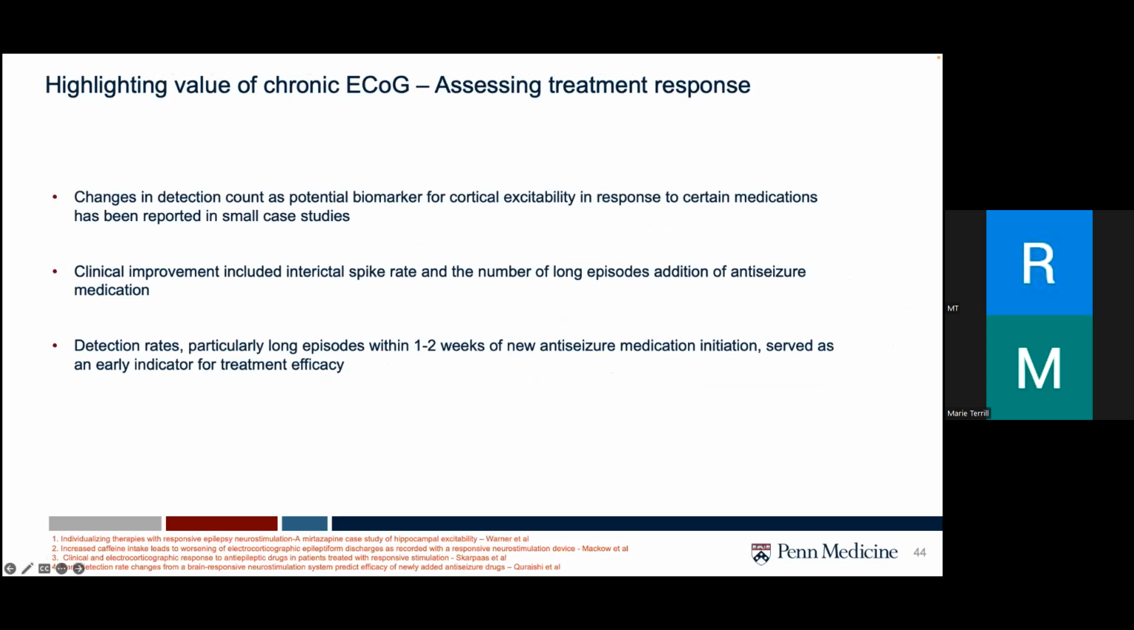We alluded to this earlier. I think changes in detection counts have also been identified as potential biomarkers. Again, you can use all of this to make medication changes in the outpatient setting. There clearly are limitations to this. Patient variability is huge. Sampling bias, we've always talked about this, and also detecting sites of seizure propagation rather than seizure onset, and other external confounders. But overall, I think the trends from ECoG serve as useful metrics to determine a response to therapeutic interventions.